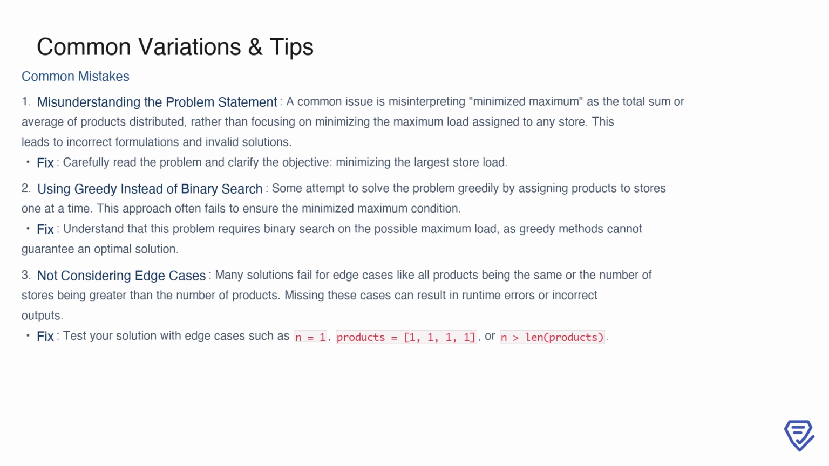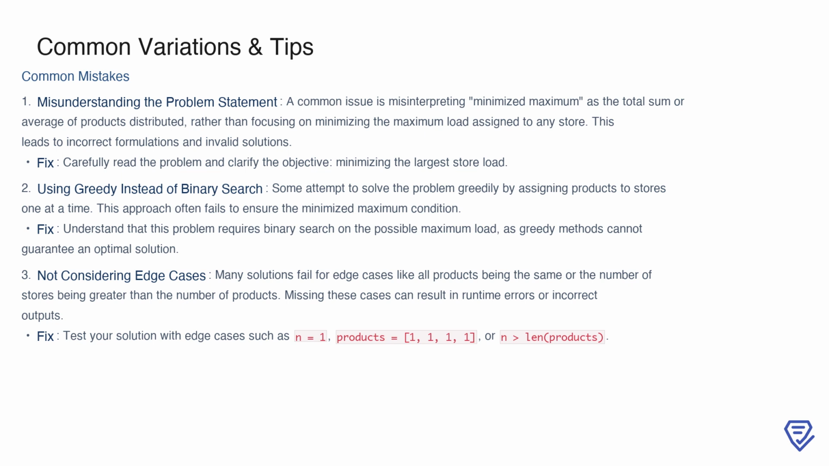It's crucial to recognize that the goal is to minimize the maximum load assigned to any store, not to minimize the total sum or average distribution. Misinterpreting this objective can lead to incorrect logic and invalid solutions. A helpful fix here is to carefully revisit the problem description and focus on minimizing the largest individual store load.